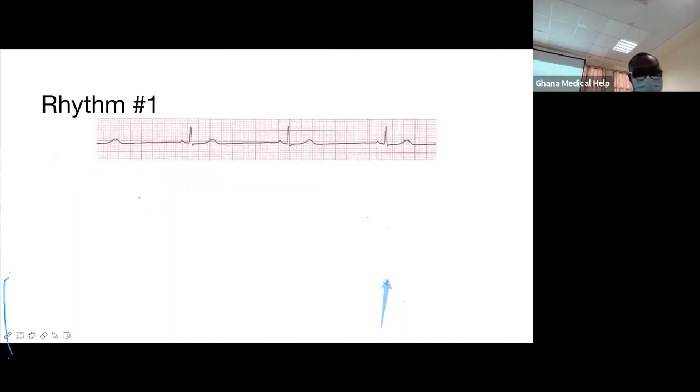So let's look at this one. Those in-house, those who always ask me questions, I also throw questions to you. So the rhythm, I think we have talked about this when we were doing normal ECGs. So what is the rate here? Once you ask me a question about the rate, I'll throw it to you. So count it for me.